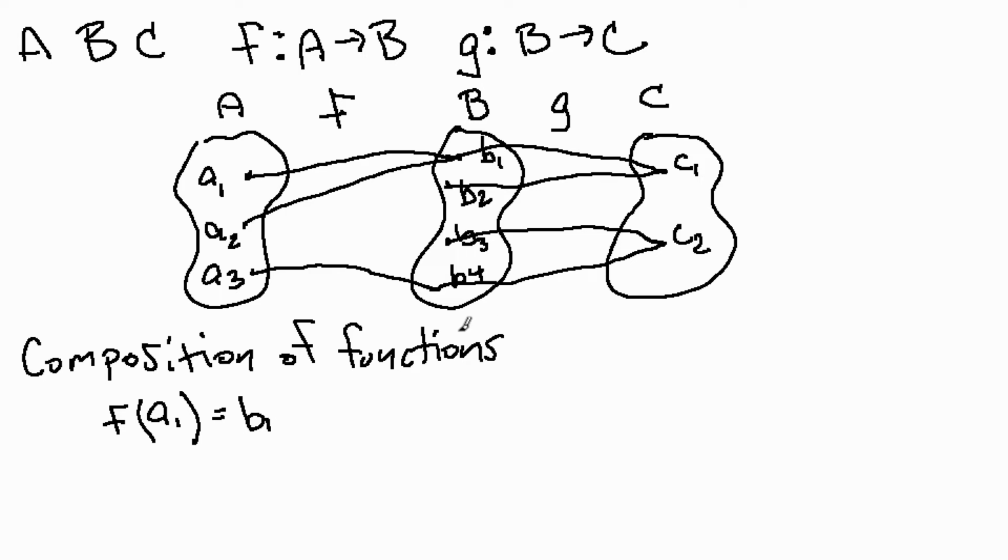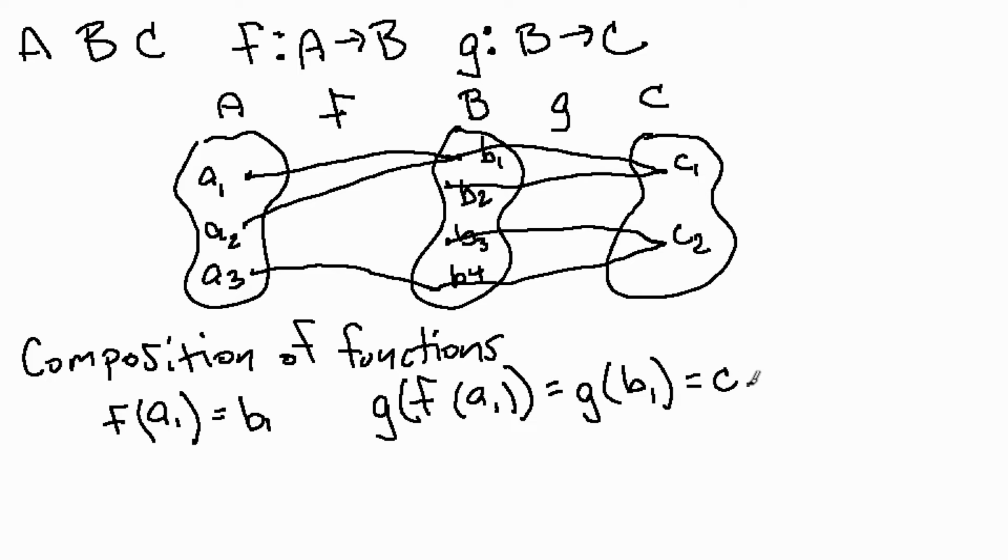But then we can apply the function g to this. So I can talk about g of f of a1. And that's going to be equal to g of b1. And that's equal to c1. So what we've done over here is we've actually composed two functions.